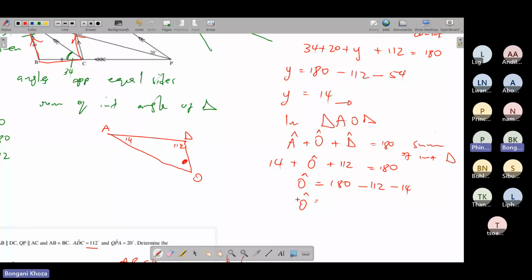(180 minus 112 minus 14), what do we get? 54. So that means this is 54. Therefore we can say that angle AOD equals 54, and we are done like that. Any questions on that one?